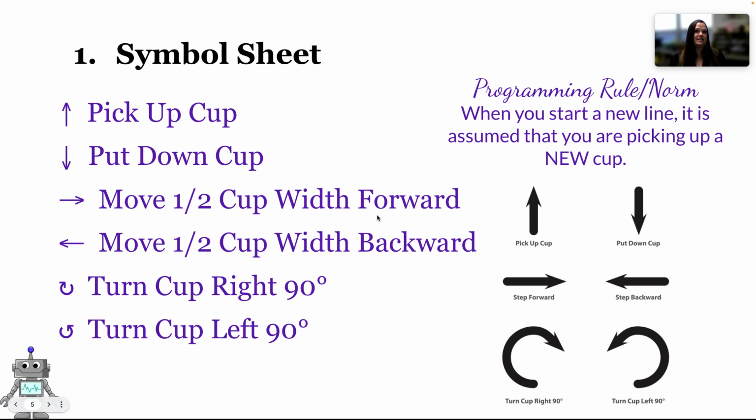So the symbol sheet that students are given shows what they're going to be using to write their program. And so everyone's using the same symbols, so everyone's on the same page. The one thing that is very important to point out, and it's not written on the symbol sheet, but the symbols for moving one step forward and one step back is actually moving 1/2 cup width. And so that's very important to point out to them. That is often the most common error that students make if they miss that.